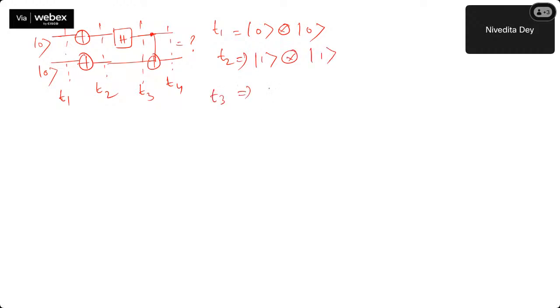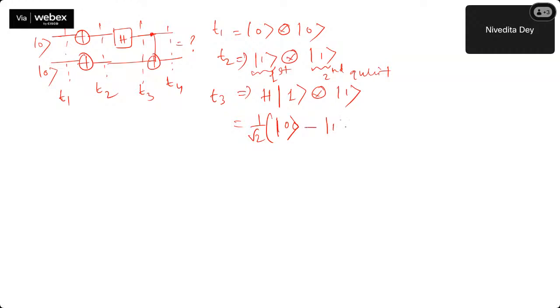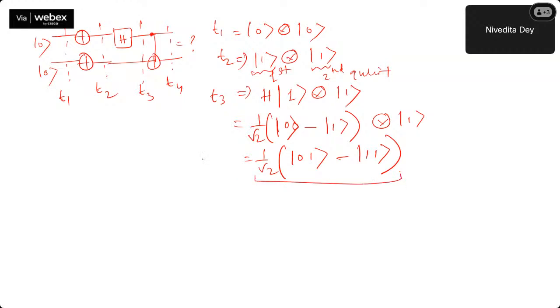At T3, I apply Hadamard on only the first qubit. This is the first qubit, right? And this is the second qubit. So only on the first qubit I apply the Hadamard. Let me expand it. It will be 1 by root 2 times ket 0 minus ket 1, and this is only 1. So it is 1 by root 2 times ket 0,1 minus 1,1. This is the state of the quantum system at T3.